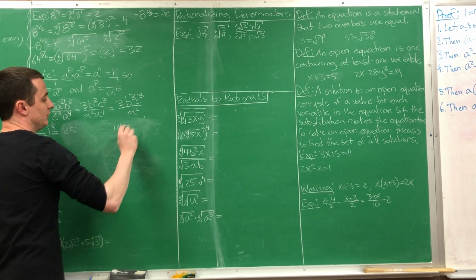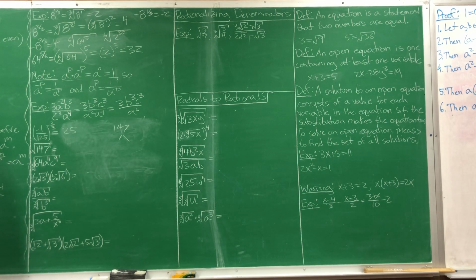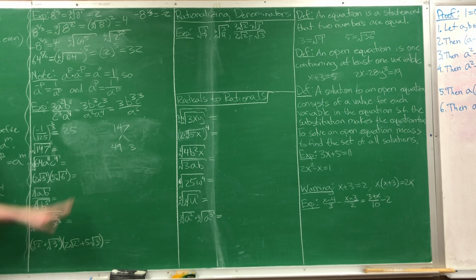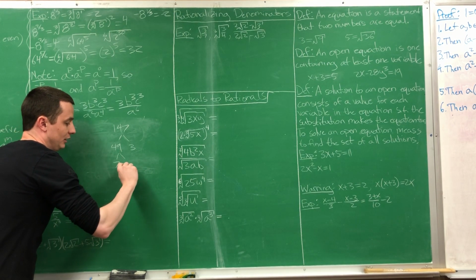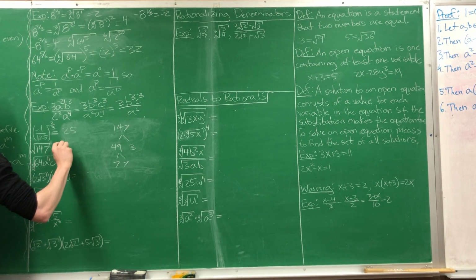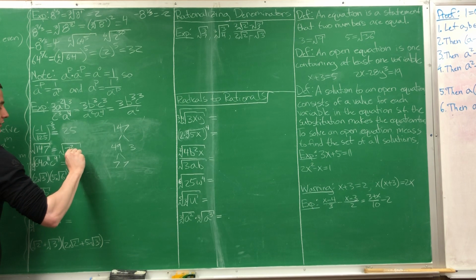So 147, does that have any prime factors? It doesn't have a 2. 2 doesn't go into it. What about 3? It does have a 3. Well, 3 times 50 is 150, minus 3. So that was 49 threes. 50 threes got us to 150, so 49 threes gets us to 147. And 49, that's a prime number, right? No, that's 7 times 7. Good? So now we can rewrite this as the square root of 7 squared times 3.